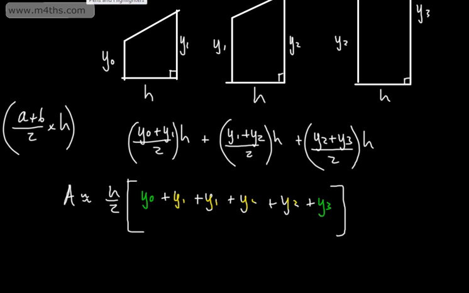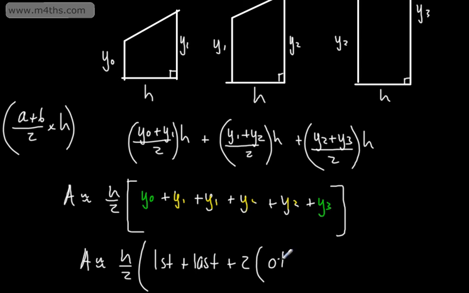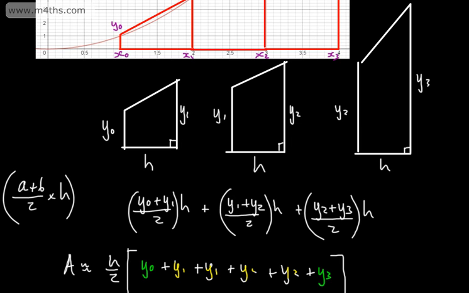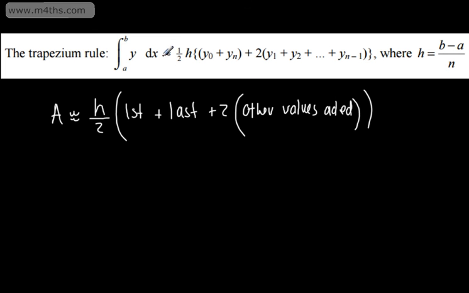So hopefully you can see now why the area is approximately equal to h over 2, where h is just the height of the strip. Then we've got the first plus the last plus 2 lots of all of the others added, because they appear twice. This side becomes this side, so all other values are added. And again, you can word that how you want. And this takes us back to the crazy old formula that we're given in the formula book here.